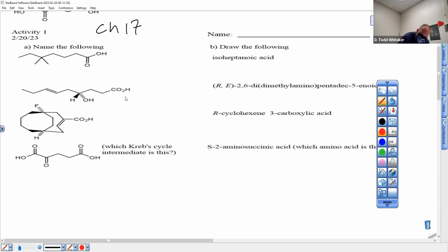Oh my goodness. I got a screen issue here. Fix it. There we go.